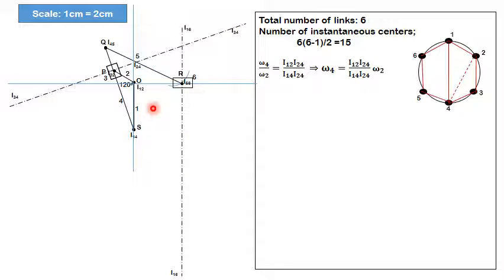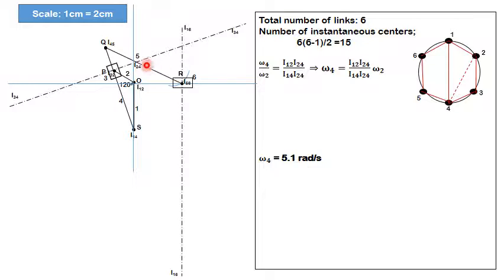Now I have marked I24, so you can easily measure the distance between I12 and I24. So this distance you can measure, I14 and I24. This distance also you can measure, but once you measure them, again you have to convert them into actual scale. That means you have to multiply these two by 2 centimeter because you have taken a reduced scale. So do that and calculate the value of omega 4, and it comes as 5.1 radians per second. So that is the first thing which has been asked.